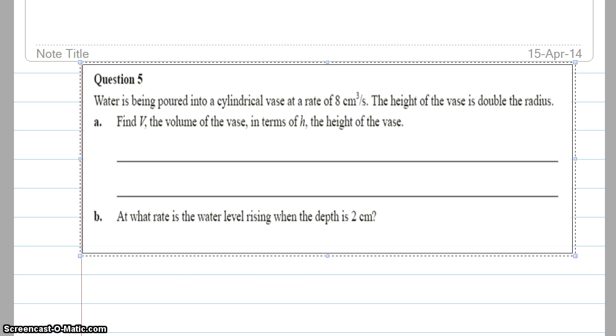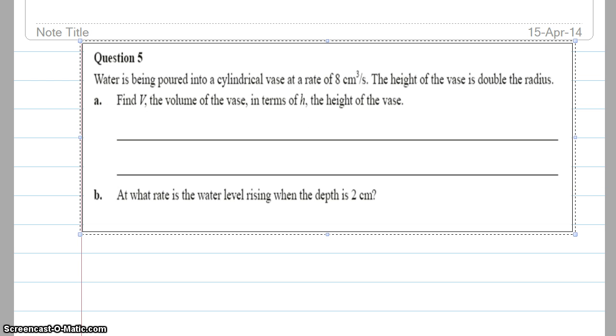Here's another question I've grabbed from an exam. Water is being poured into a cylindrical vase at a rate of 8 cubic centimeters per second. The height of the vase is double the radius. Find V, the volume of the vase, in terms of H.